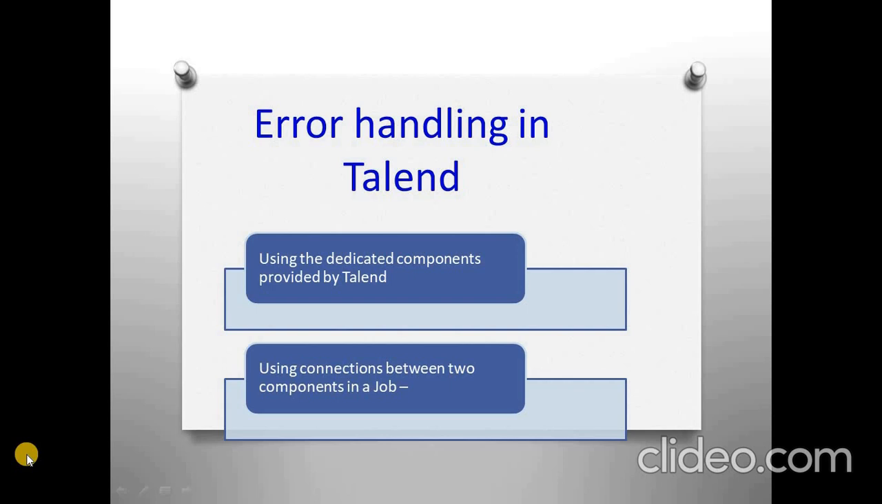So when it is a connection, it is On Component Error and On Subjob Error. And the last one is the triggering condition. Using the triggering If condition, you can pass the job or you can fail the job. But in today's video, we'll see in detail how to perform error handling using the Talend inbuilt components.